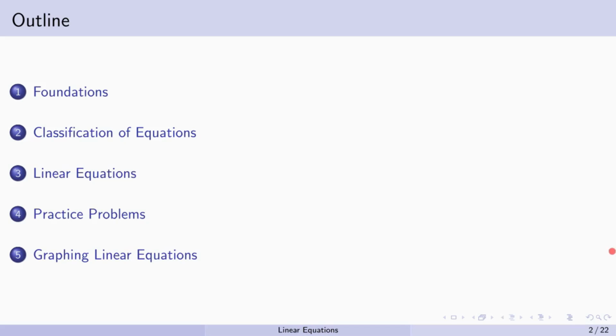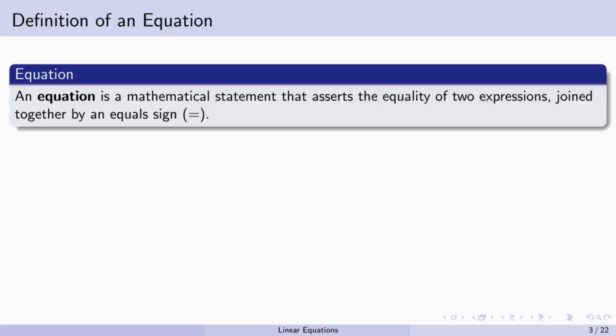Let's dive in. First thing first, what exactly is an equation? An equation is a mathematical statement that says two expressions are equal, connected by that little equal sign. Notice three things about that. First, it always has an equal sign. That's non-negotiable. Without it, it's not an equation.